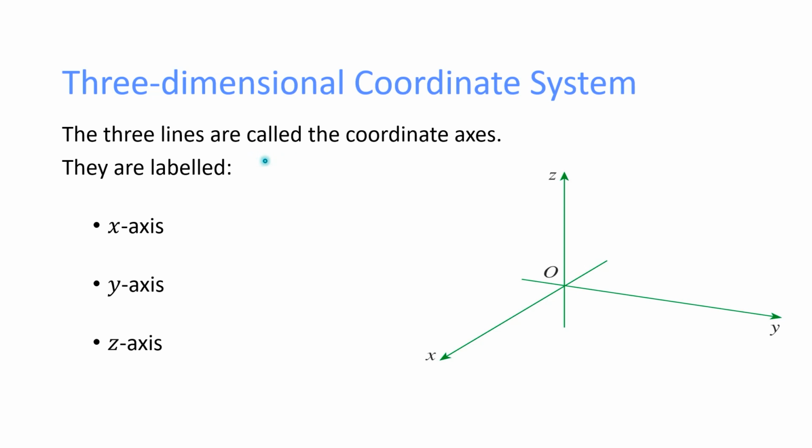The three lines are called the coordinate axes. They are labeled x-axis, y-axis, and z-axis, as you can see on the right-hand side. The x-axis, y-axis, and the z-axis.